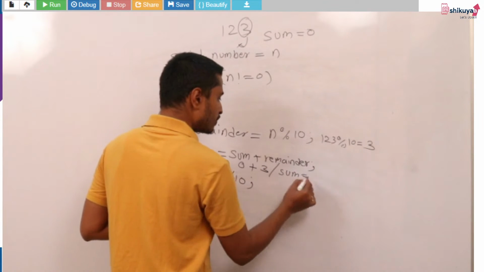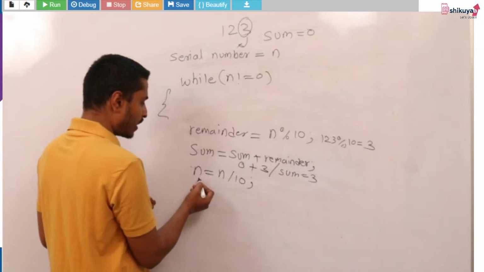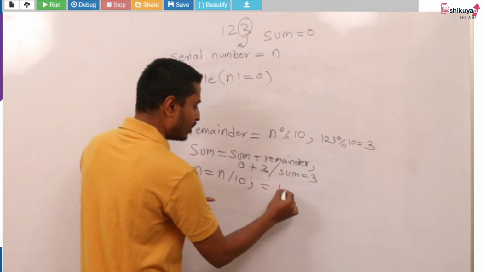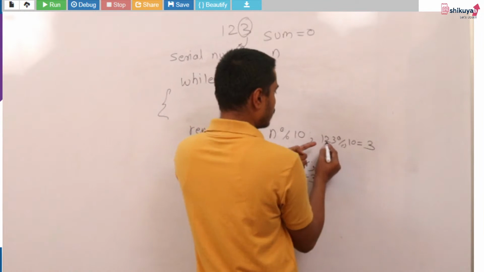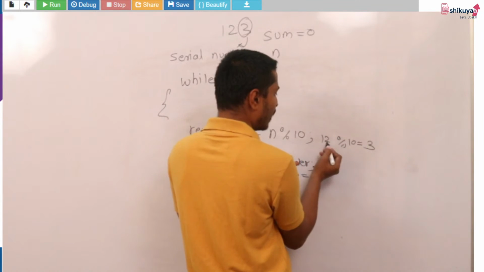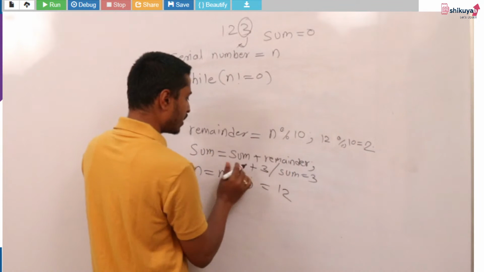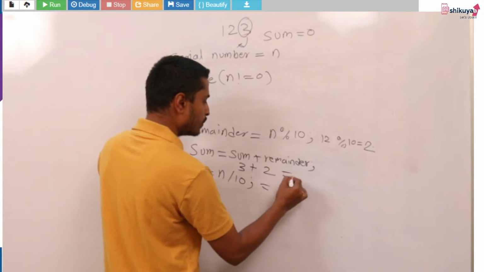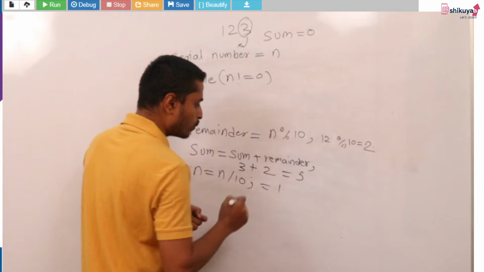Sum will become 3. Again it will come to this line, n is equal to n by 10, that is 123 divided by 10, that is 12. So again this 12 goes up, instead of 123 there will be 12. 12 mod 10 will become 2, and 3 plus 2 will become 5. Again n is divided by 10, so it will become 1.